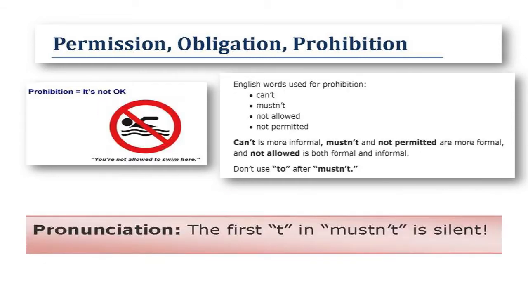Prohibition. It's not okay. You're not allowed to swim here. English words used for prohibition include can't, mustn't, not allowed, and not permitted. Can't is more informal. Mustn't and not permitted are more formal. And not allowed is both formal and informal.